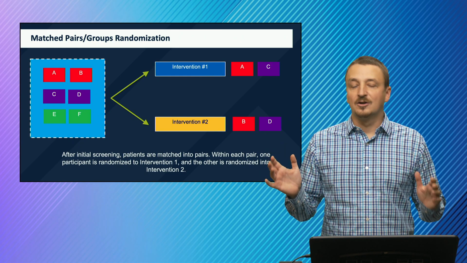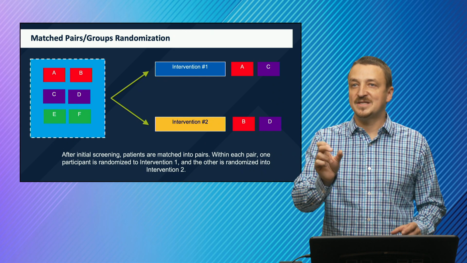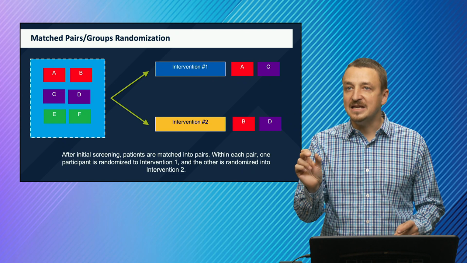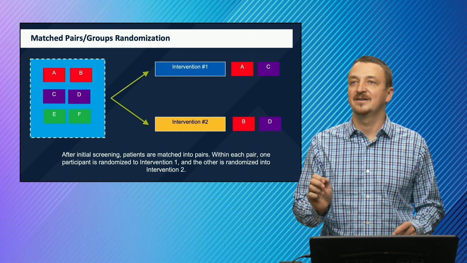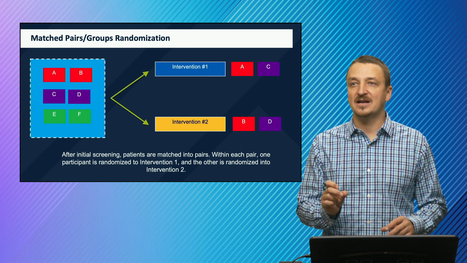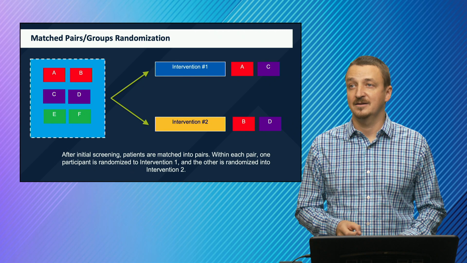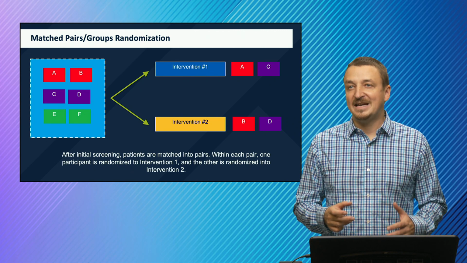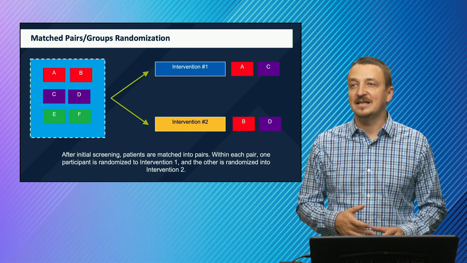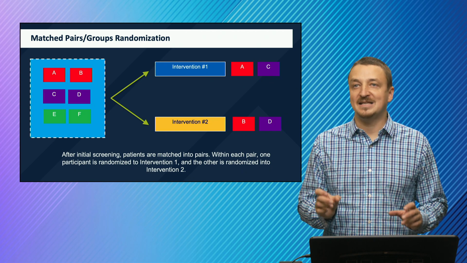So matched pair or groups randomization means that you have matched pairs or groups here in the same color, A and B, or C and D, and E and F, and they get all randomized within the pairs to intervention 1 and intervention 2, or standard of care. So what you can make sure is that you basically address some potential confounders by randomizing matched pairs.